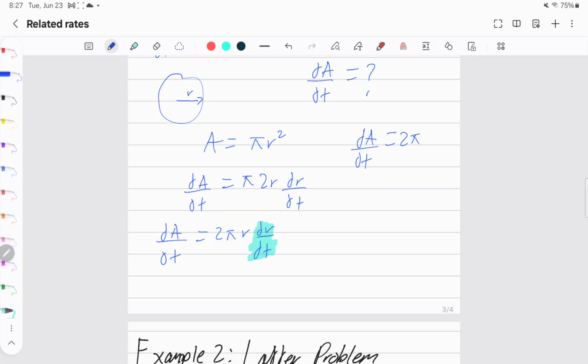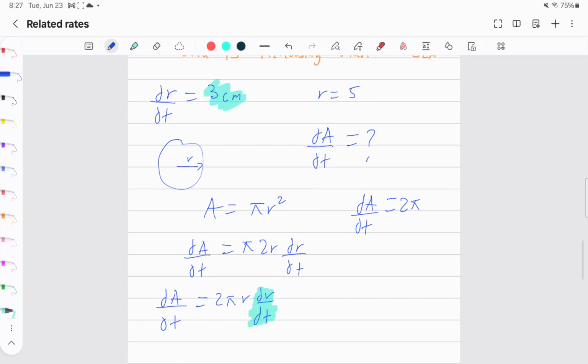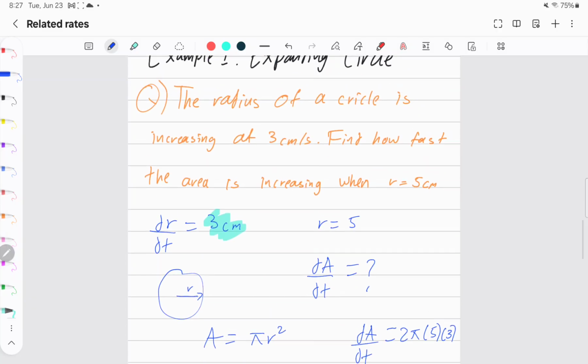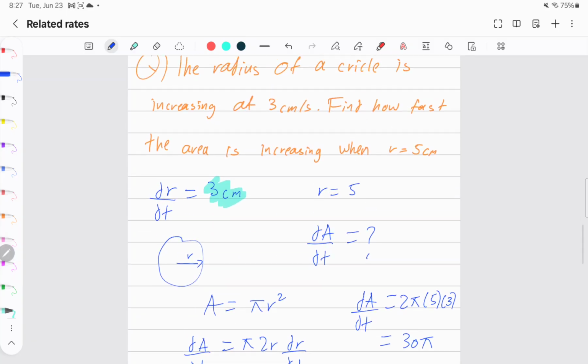Now at what radius are we looking? We're looking at radius 5, when the circle is exactly 5. What's my area speed, or the changing area? So you say it's going to be 2 pi 5 from the question, and dr over dt is 3. And then you go further, you say 5 times 3 is 15, 15 times 2 is 30, and in the end, when you solve this, you get 30 pi. You can solve this pi if you want, but you can leave it like this.